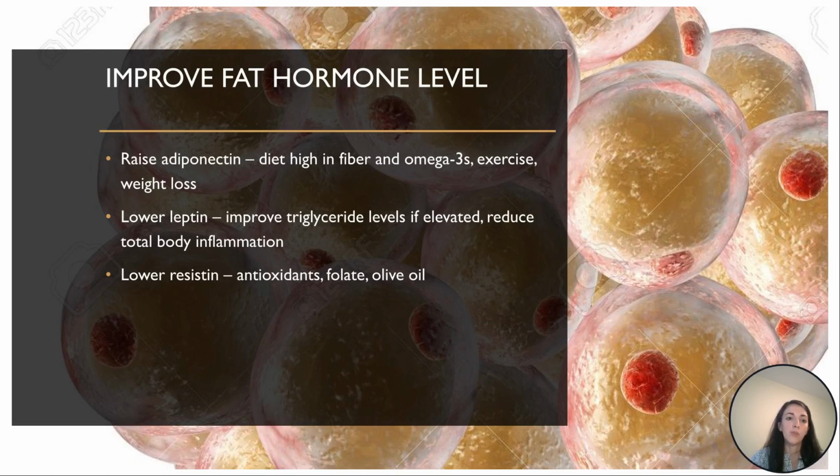You can also do everything else to lower inflammation, which helps lower leptin, sort of a circular issue there, but you've got to work into that circle any way you can. Lowering resistin, which you can do with antioxidants, folate, and olive oil. Those have all been shown to help lower resistin. Folate is high in dark leafy greens, for example.